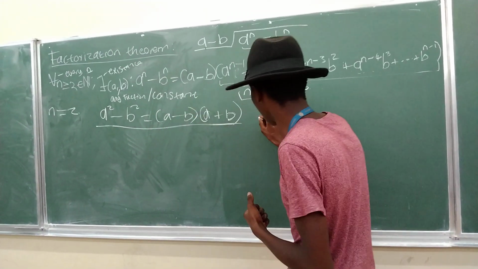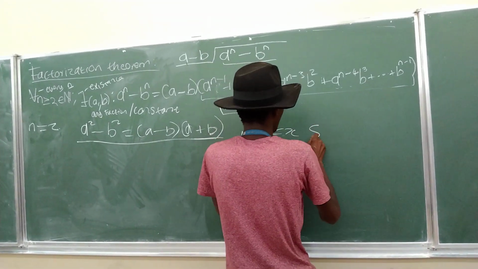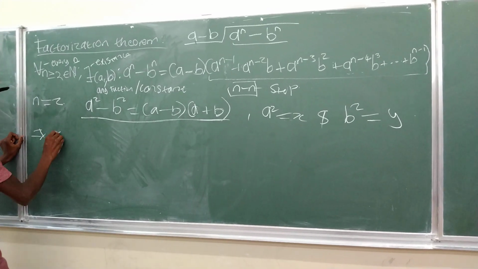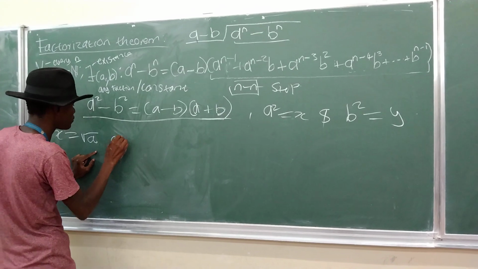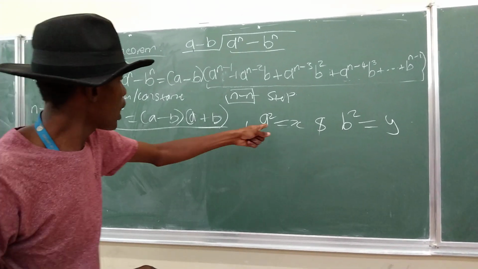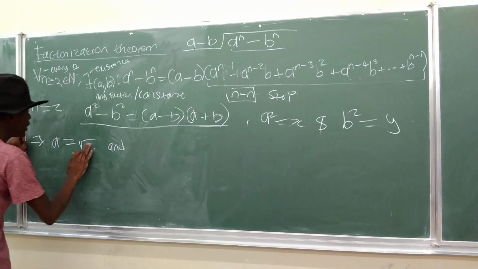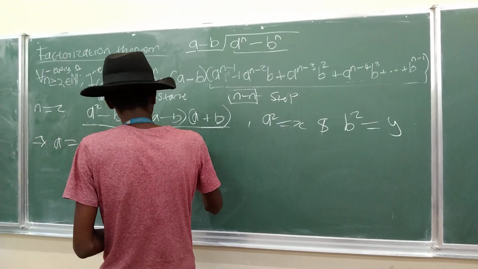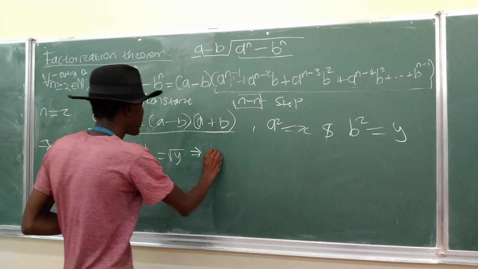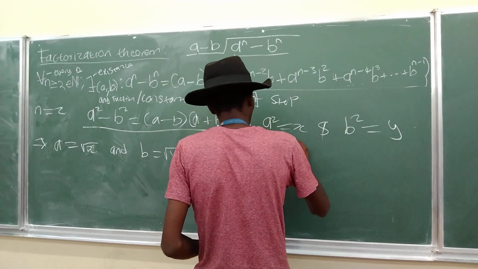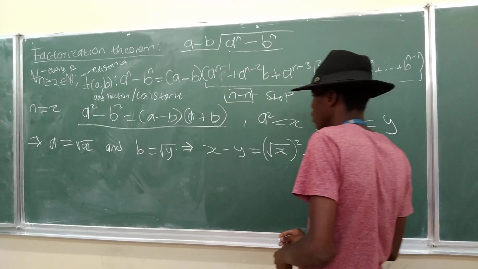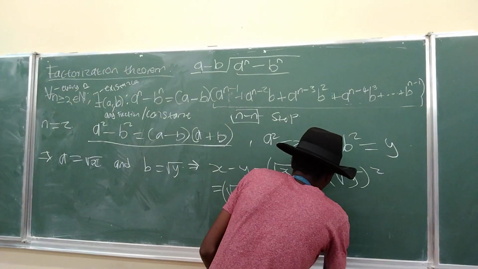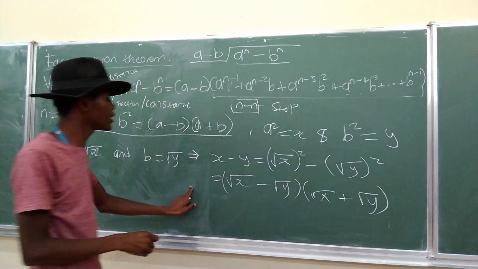So if we assume now that a squared is given by x and b squared is given by y, this is going to imply that our a is the square root of x, and our b is the square root of y. So we can represent x minus y as the square root of x all squared minus the square root of y all squared. We can write this as the square root of x minus the square root of y multiplied by the square root of x plus the square root of y. Hopefully you understand this one is clear.